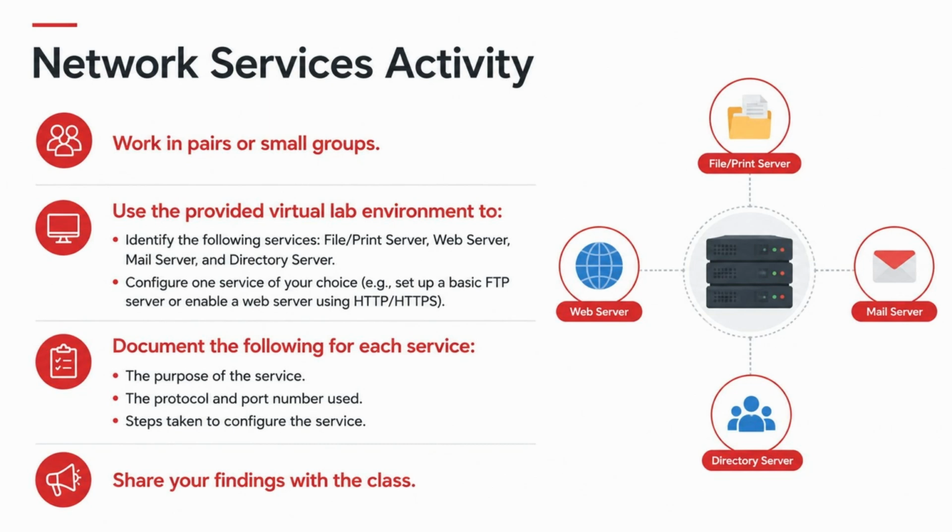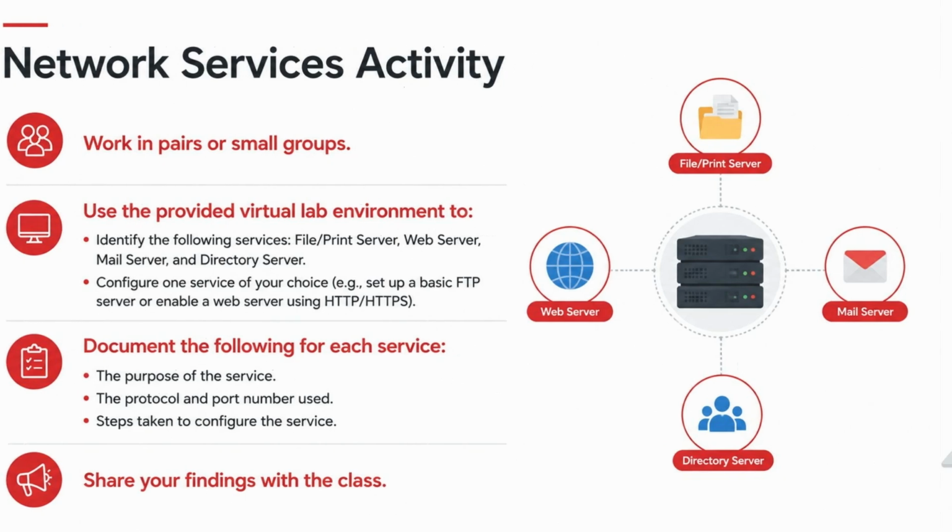Time for an activity: network services. Working in pairs or small groups, use the virtual lab to identify a file/print server, web server, mail server, and directory server. Configure one service of your choice, say a basic FTP server or a web server using HTTP or HTTPS, and document its purpose, protocol, and port, and the steps you took.